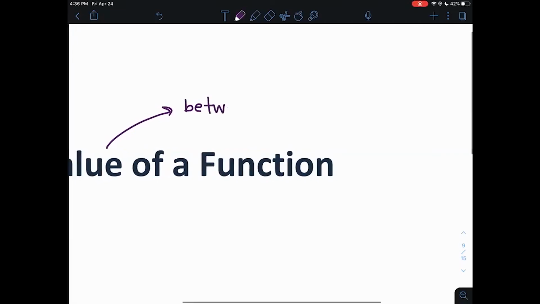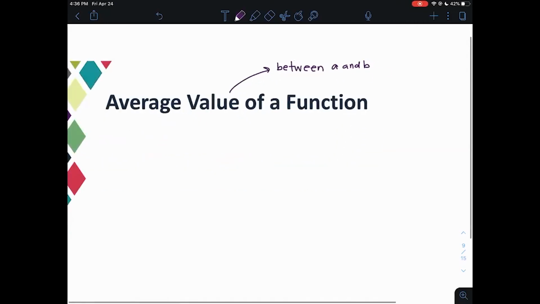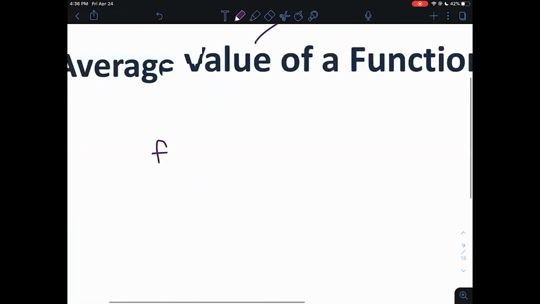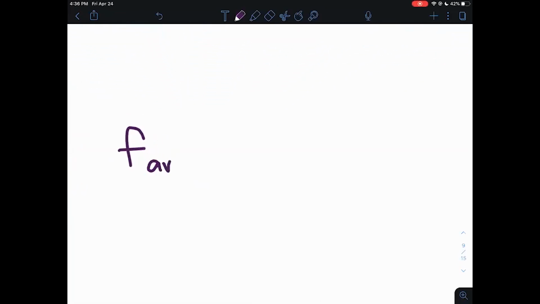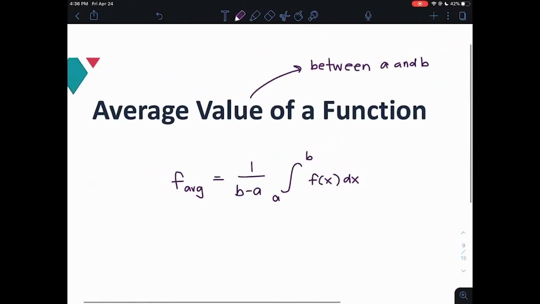So let's say average value between A and B. The average value of a function, which is generally noted like this, average value of a function between A and B is equal to 1 over B minus A times the integral from A to B of f of x with respect to x. So there's nothing super complicated there.